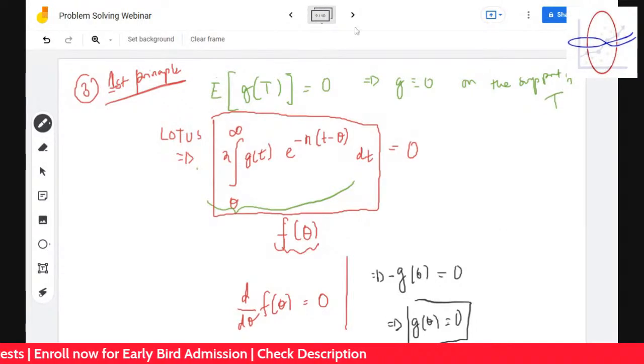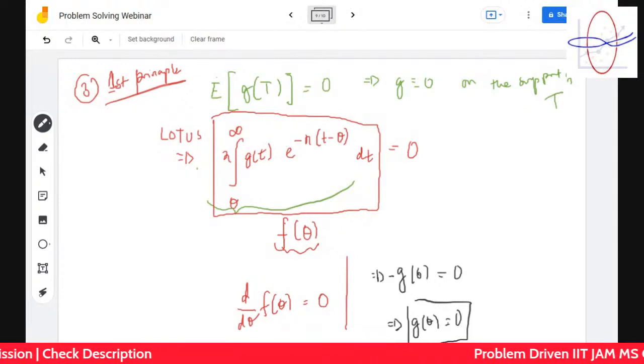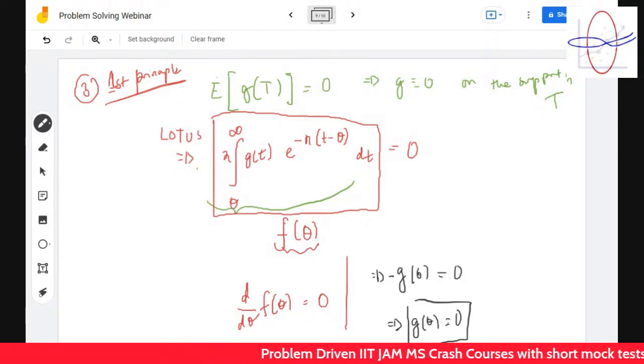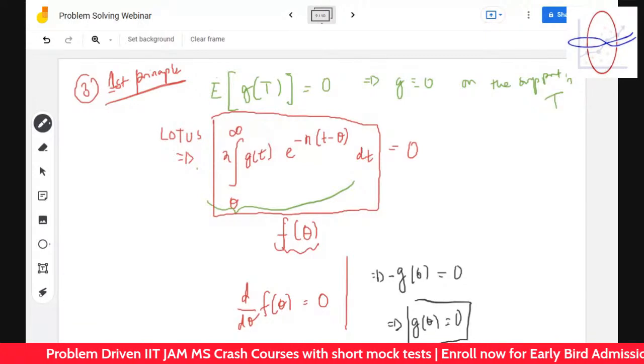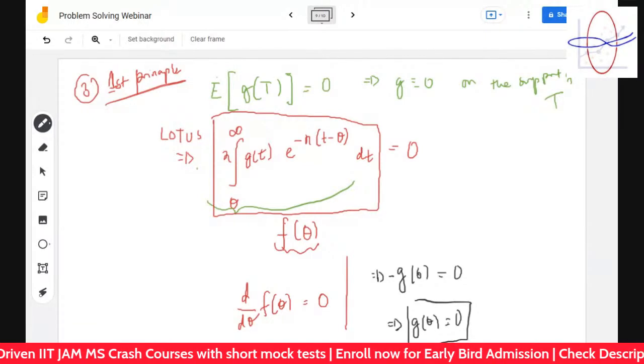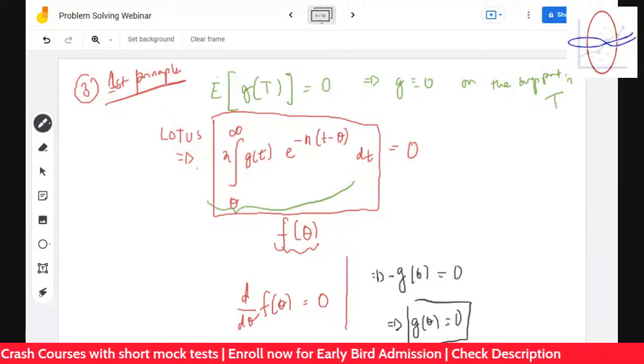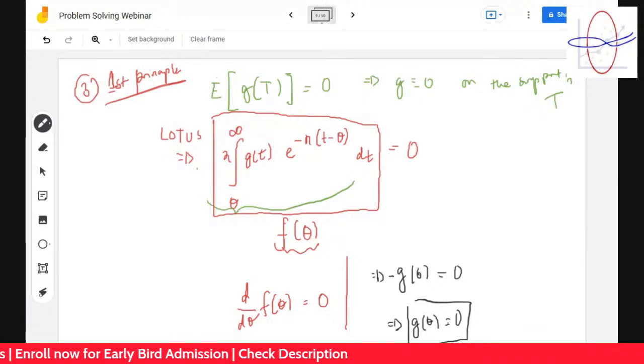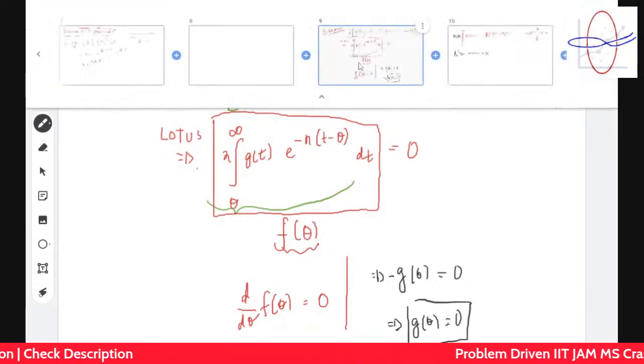Did you understand, Nikhil and others, how I solved it? Usually, there are two ways. For discrete, we get polynomials and we compare the coefficients of the polynomials. For continuous, we usually do it by integration. So this is how we usually do it.